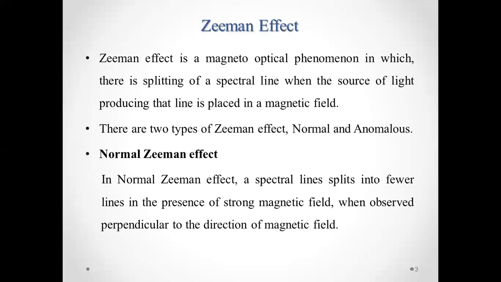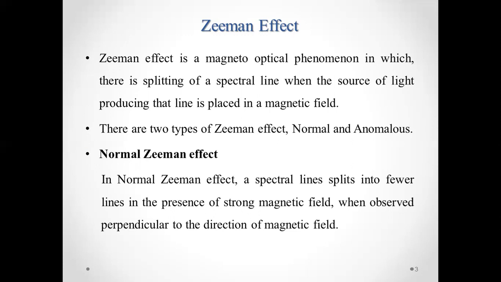Zeeman effect is a magneto-optical phenomenon in which there is splitting of a spectral line when the source of light producing that line is placed in a magnetic field. There are two types of Zeeman effect. One is called the normal Zeeman effect, and the other one is the anomalous Zeeman effect. Now first, let us concentrate on the understanding of normal Zeeman effect.